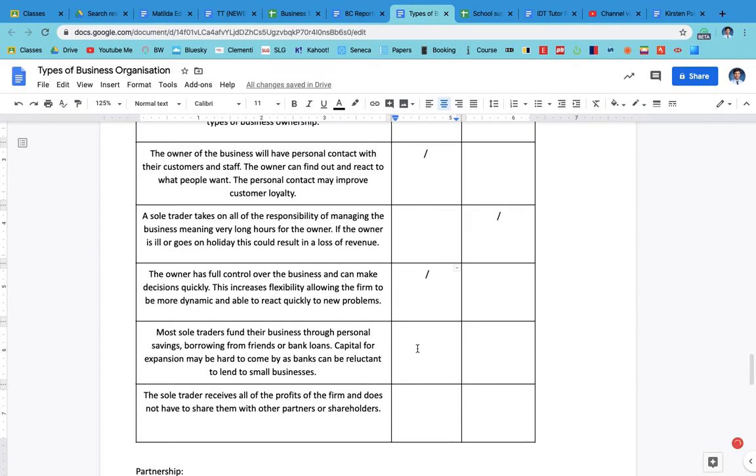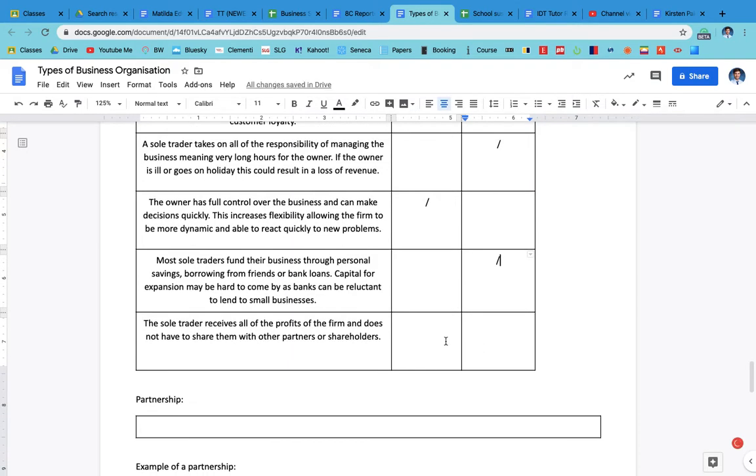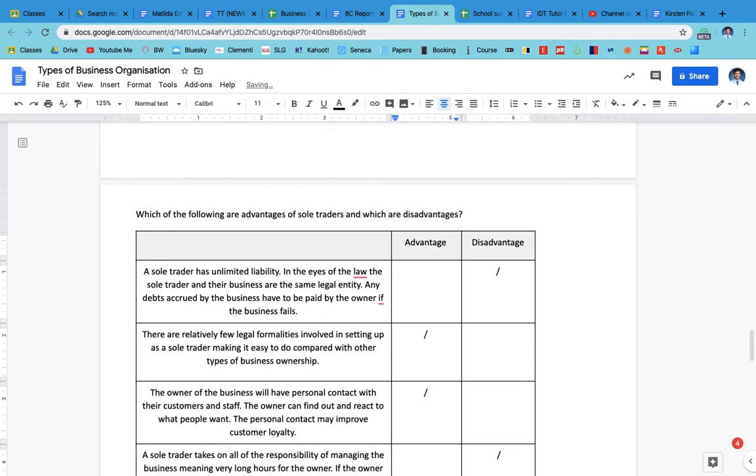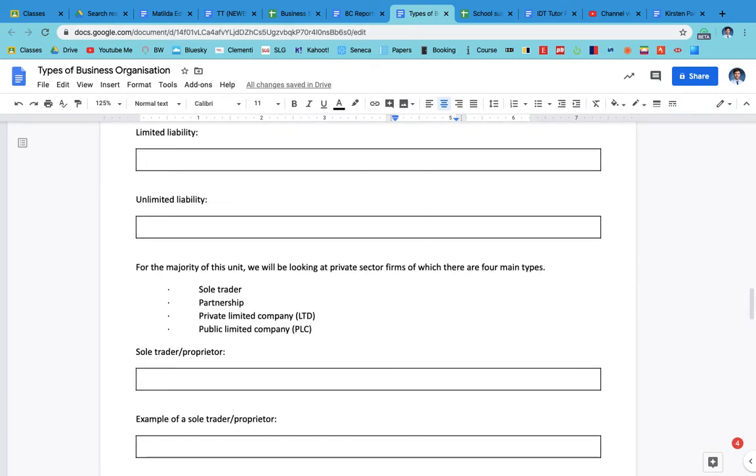Most sole traders fund their business through their personal savings. The capital for expansion can be hard to come by because banks might be reluctant to lend. Yep, that's a disadvantage. The sole trader receives all of the profits. That's obviously an advantage. Okay, so that's a quick overview of sole traders.